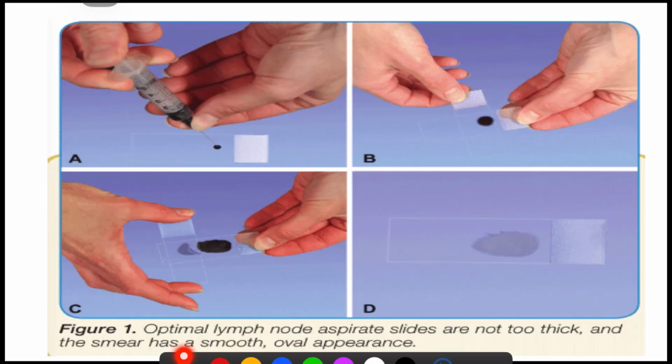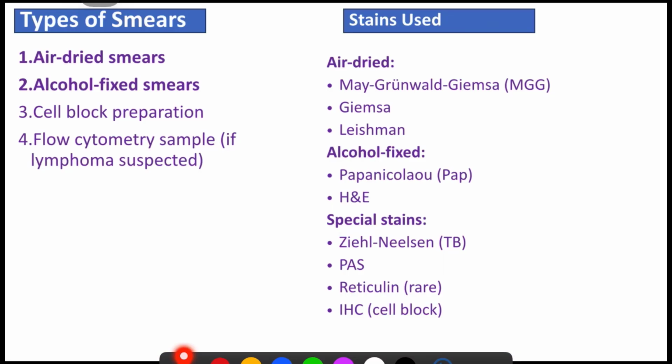And see, this is how you take a small drop of material on the slide and with gentle pressure make a good smear. Now after you make the different smears, we require two types of smear. One is an air dried smear and the second is an alcohol fixed smear. If you have enough material, you can make a cell block preparation, and if you suspect lymphoma, you can collect a sample for flow cytometry also.